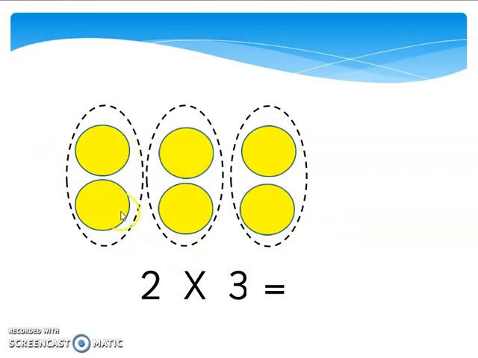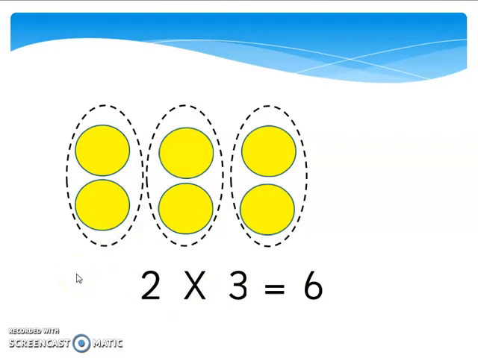Good. We'll count the circles in each set to get our answer. So we'll count the circles all together to see how many circles we have. So let's go, starting with our first circle. 1, 2, 3, 4, 5, 6. There we go. We have 6 circles in 3 sets. So 2 multiplied by 3 equals 6. We have 6 circles in 3 sets.